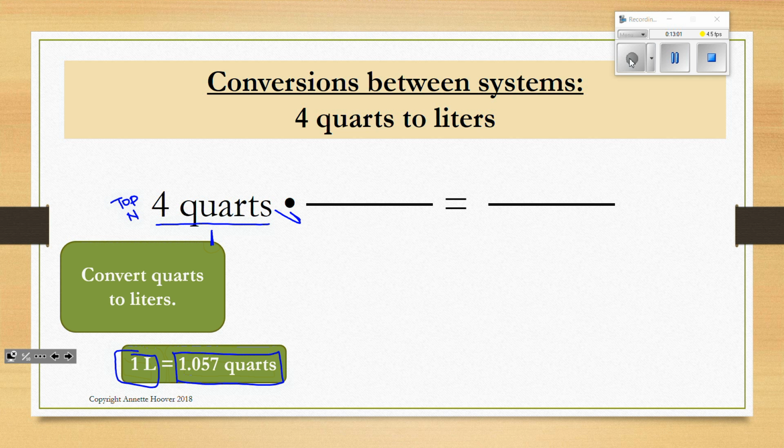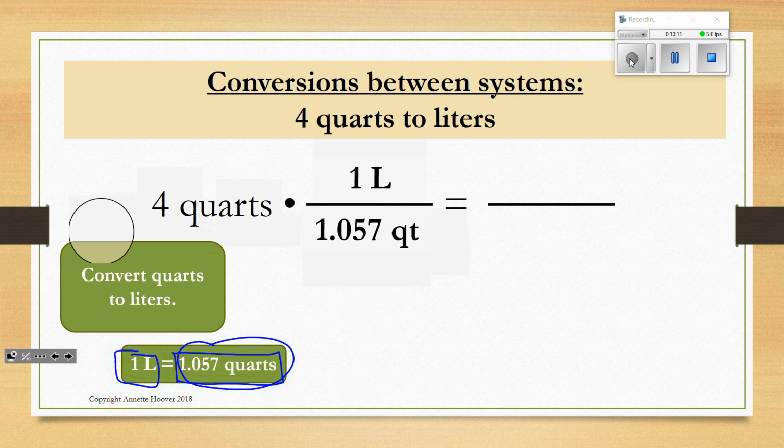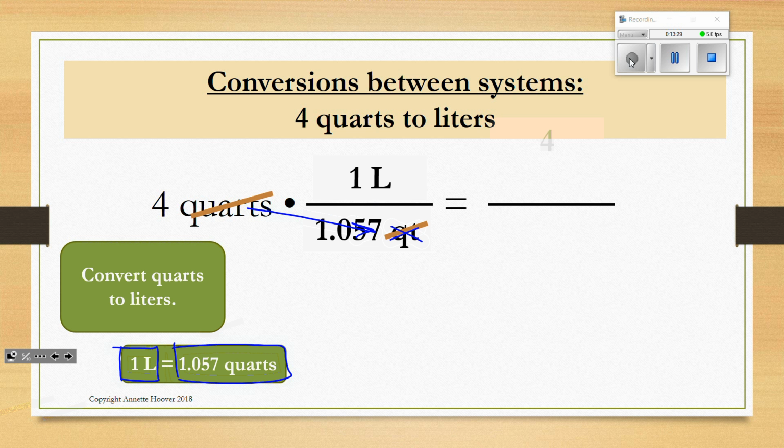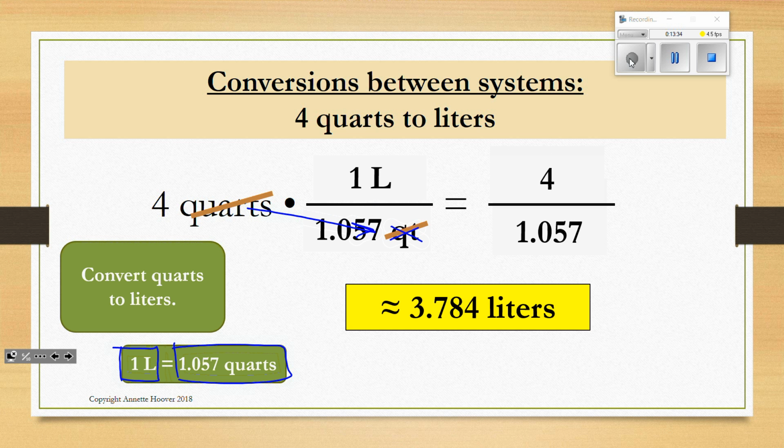Since quarts is on top, we have to put the quarts on the bottom. So we cut and paste this, which is 1 57 thousandths quarts on the bottom, and we put the 1 liter on top. Notice each time we're just cut and pasting this. This goes on the top or bottom, this goes on the top or bottom. We decide that by making sure that they're on the opposite so they cancel out. So this time we have 4 times 1 on top, which is 4, and on the bottom we have 1 57 thousandths. And so we divide that with our calculator, and it's approximately 3 784 thousandths liters.